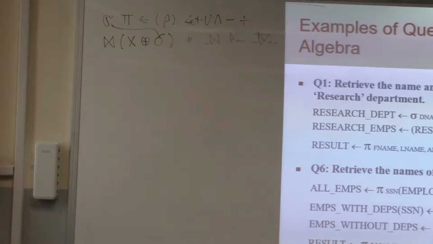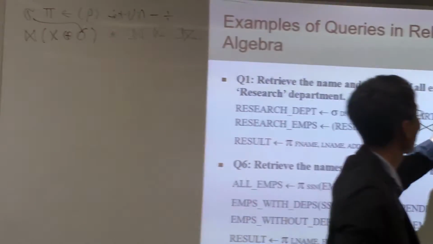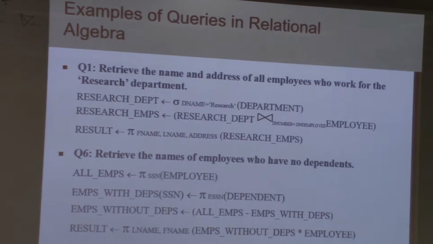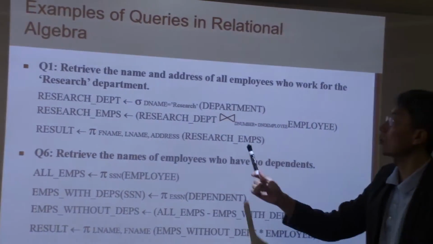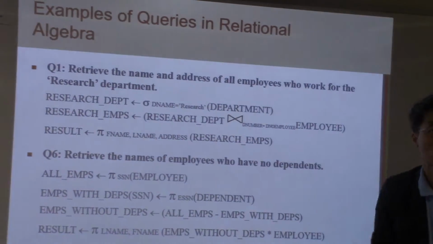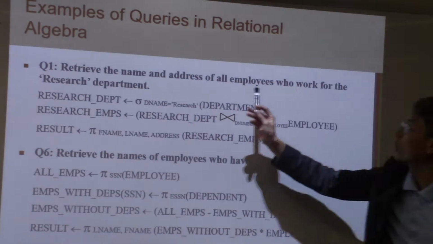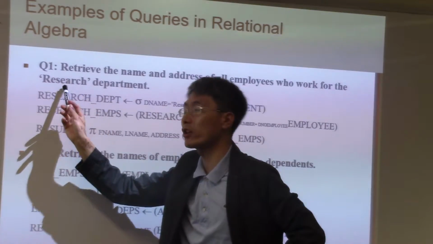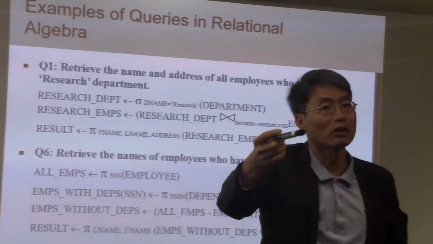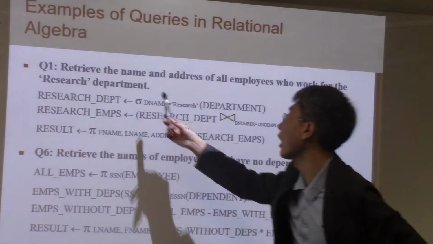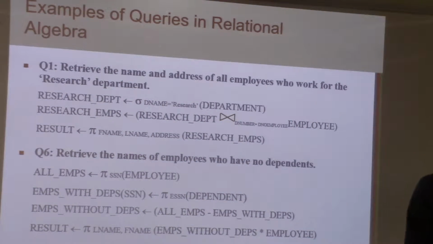So, for example, the first one: retrieve the name and address of all employees. You need to first find the relation where the data is stored. We don't know how to yet, but first you should know which table, which relation, you are going to need to access. First, the employee, because we are going to access the name and address of the employee. So we need to access the employee anyway. And also, we need to use the department. Why? Because the research name of the department is only in the department relation. So there are two relations that you are going to access.